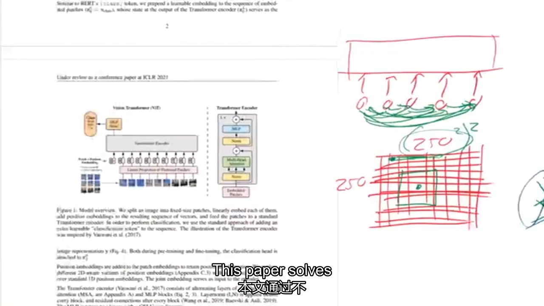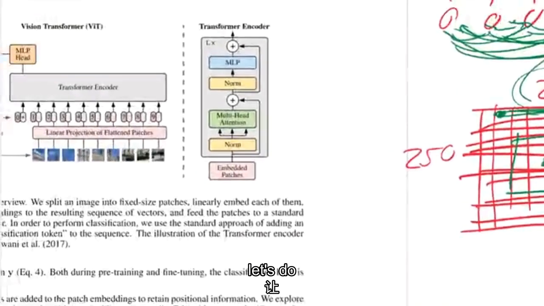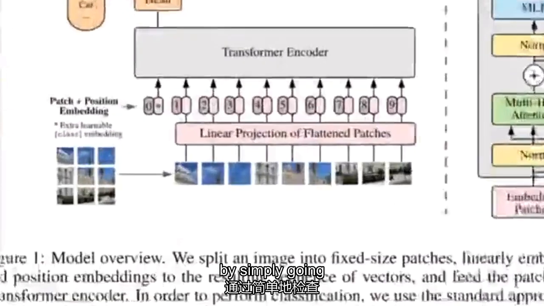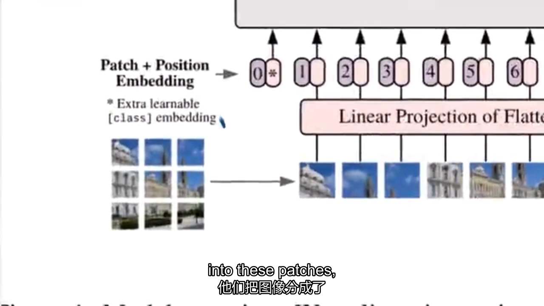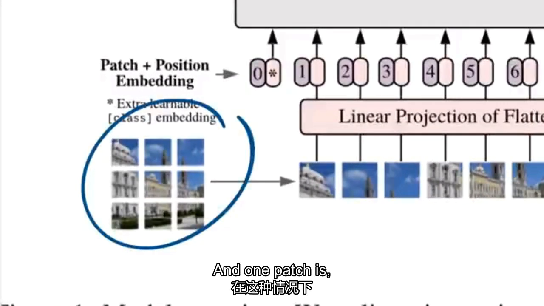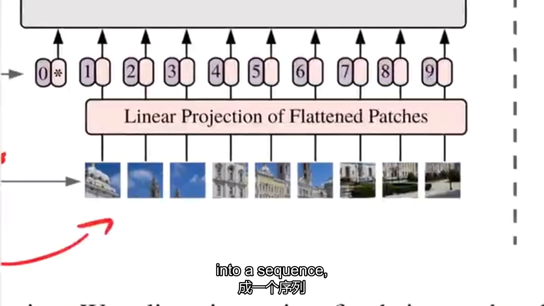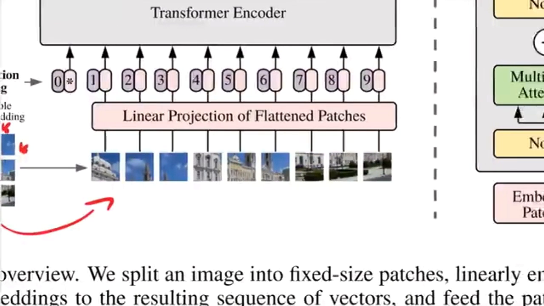And this paper solves this by not going in the direction of, hey, let's do local attention over pixels, but they say, let's do global attention by simply going over image patches. So they divide the image into these patches, as you can see here. And one patch is, in this case, something like 16 by 16. They unroll these patches into a sequence, which in the first instance is a set. They combine this with a positional embedding.